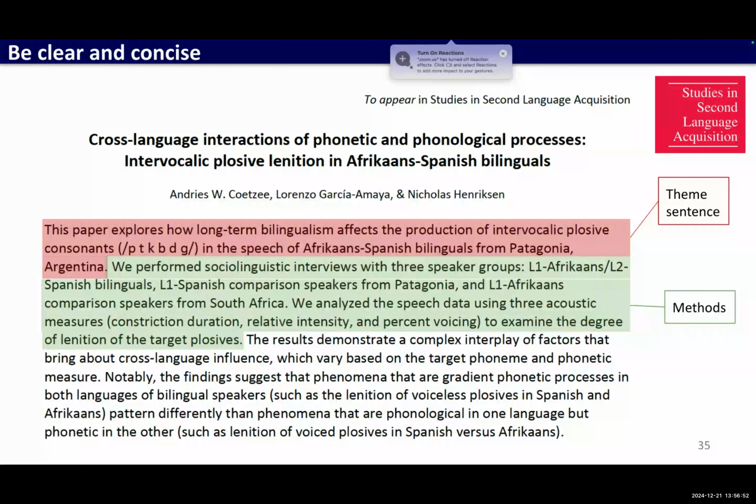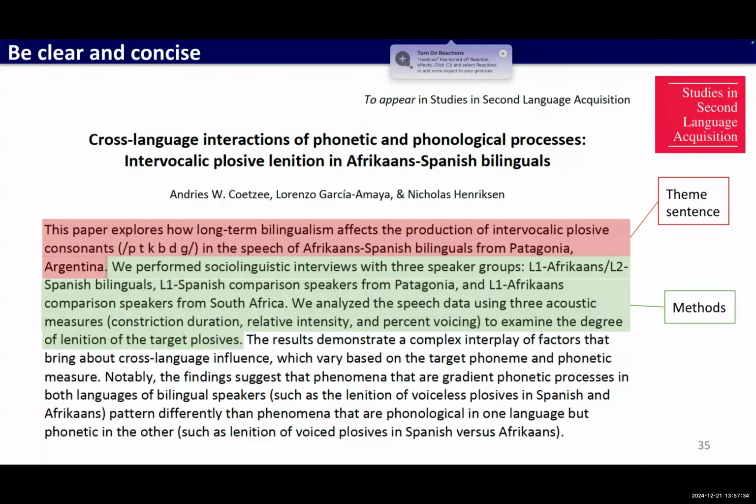Then there's the methods part, right? So we performed sociolinguistic interviews, that's the nature of our data, with 3 speaker groups: L1 Afrikaans speakers who are L2 Spanish speakers, the bilingual speakers, L1 Spanish comparison speakers, people who don't speak Afrikaans, and L1 Afrikaans comparison speakers, speakers who don't speak Spanish. So this is the data, sociolinguistic interviews with 3 speaker groups. We analyze these data using 3 acoustic measures. Now we're getting a bit more technical. What are the acoustic measures we analyzed to determine how much these plosives are lenited?